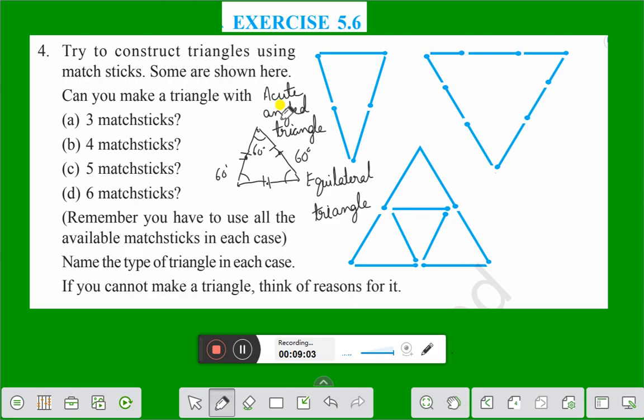Can you construct triangles using matchsticks? Some are shown here. Can you make a triangle with 3 matchsticks? The answer is yes. Can you make a triangle with 4 matchsticks? No. Can you make with 5 matchsticks? Yes. Can you make a triangle with 6 matchsticks? Yes. This is the solution of question number 4, exercise 5.6.